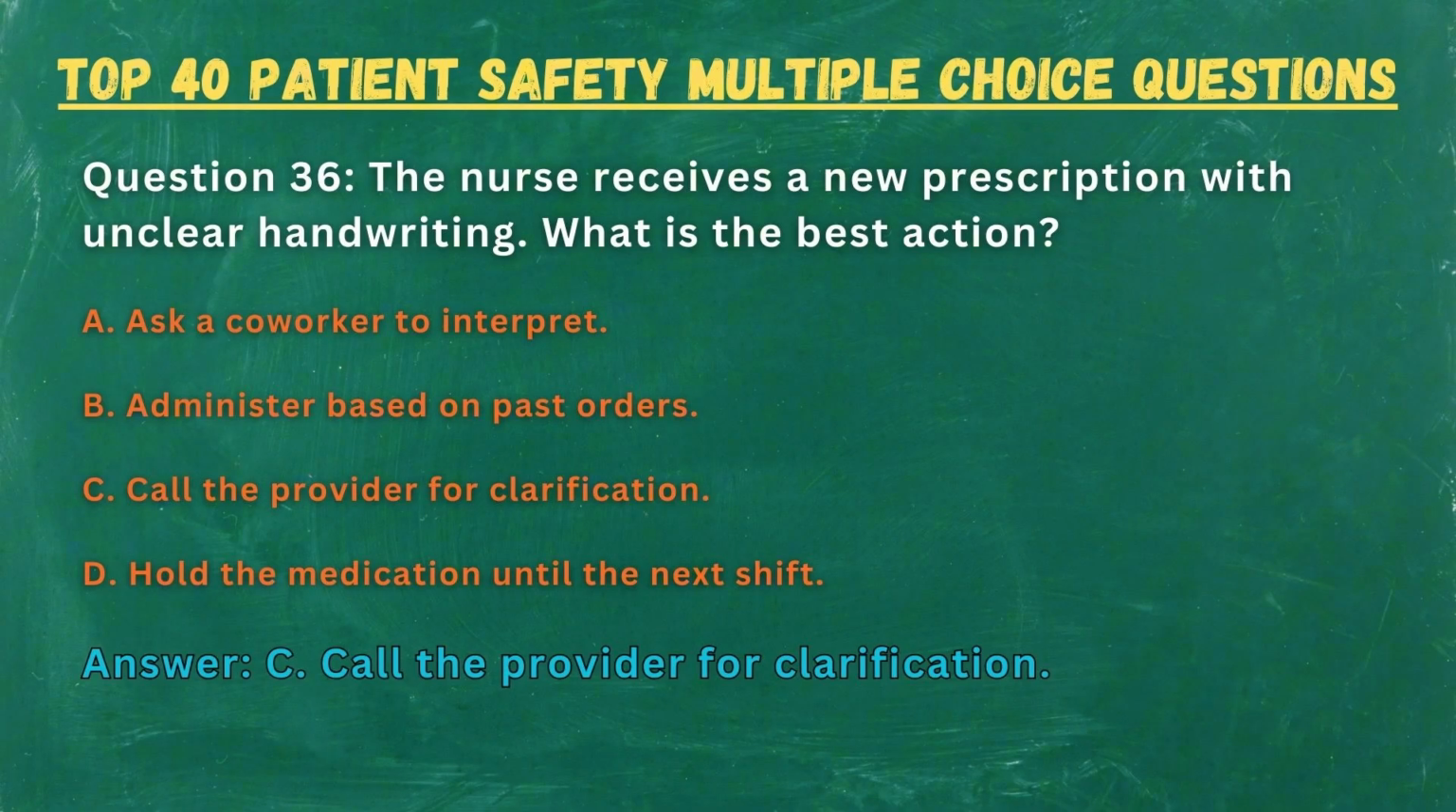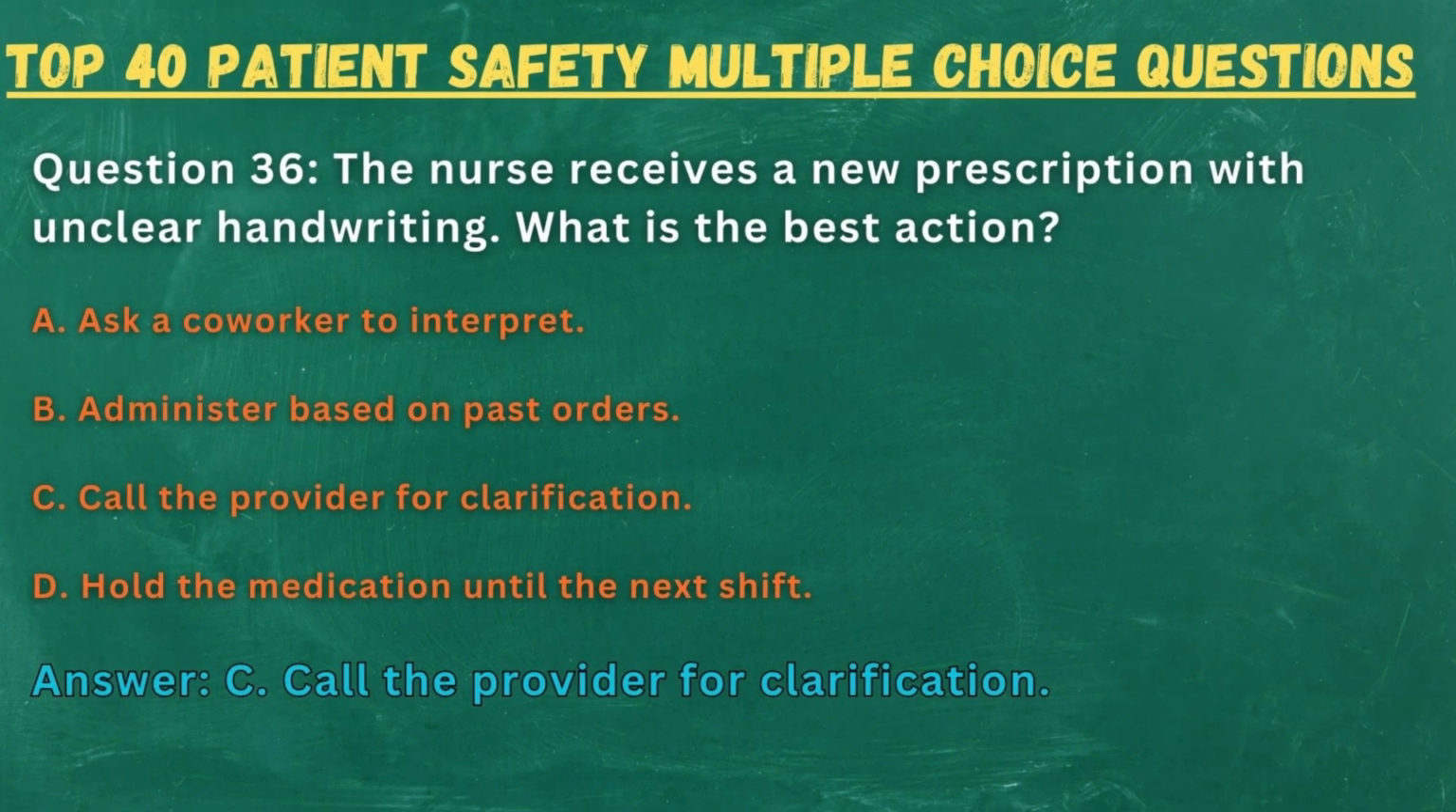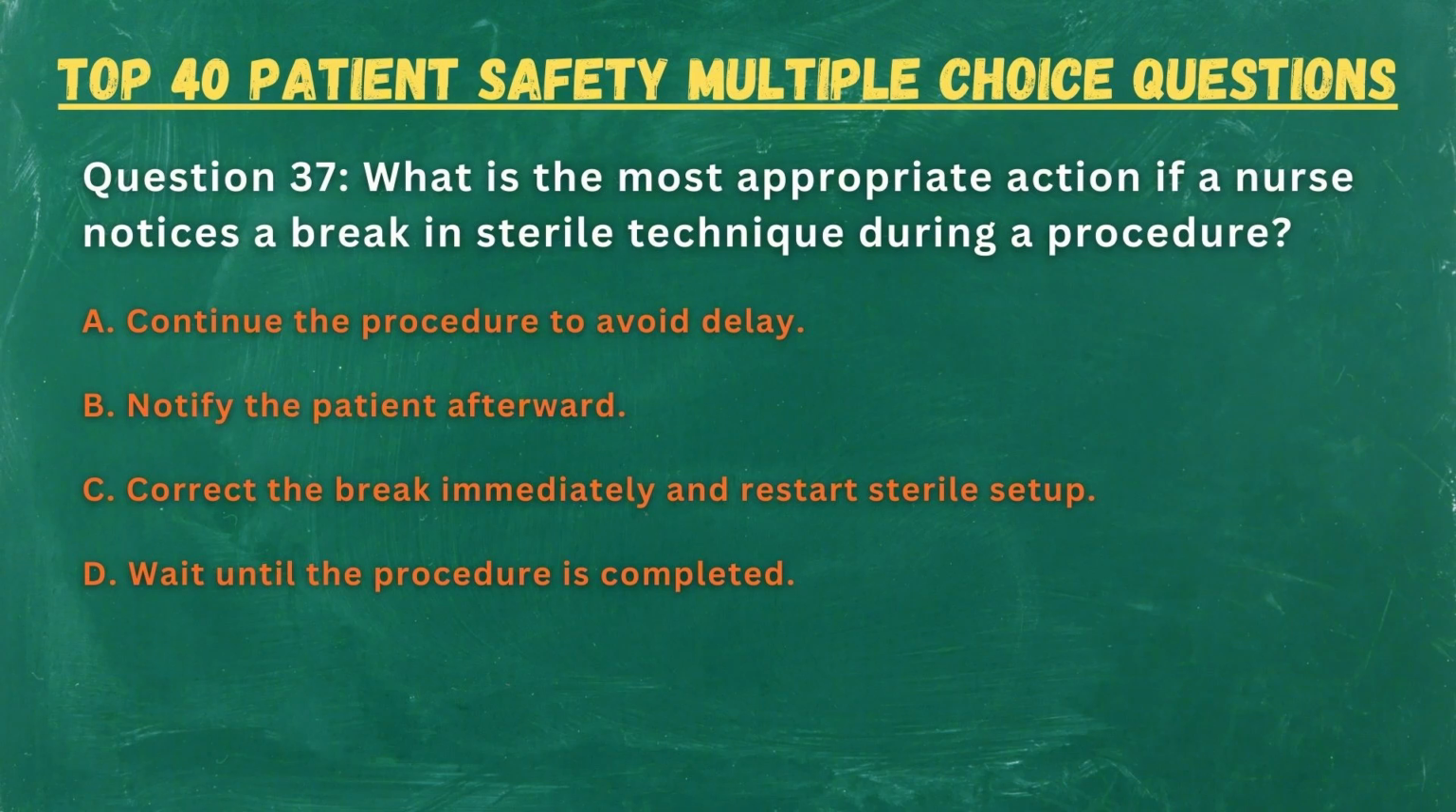Answer: C. Call the provider for clarification. Question 37. What is the most appropriate action if a nurse notices a break in sterile technique during a procedure? A. Continue the procedure to avoid delay. B. Notify the patient afterward. C. Correct the break immediately and restart sterile setup. D. Wait until the procedure is completed.